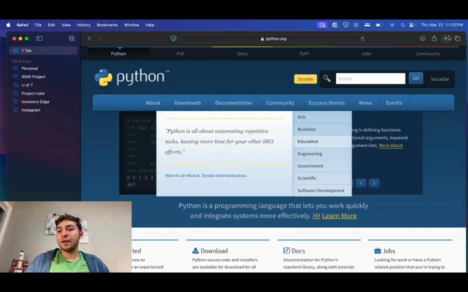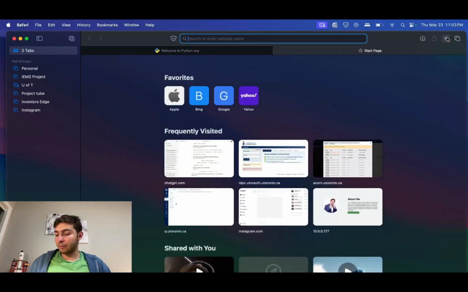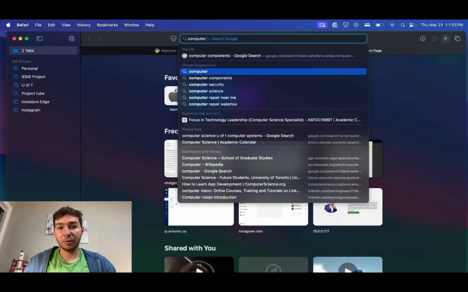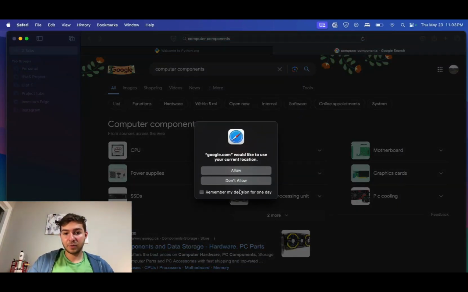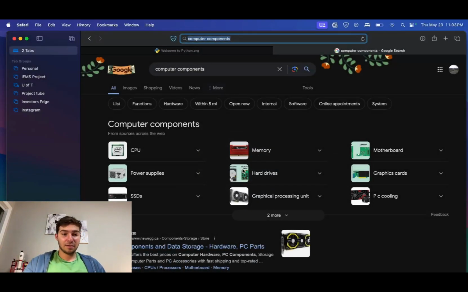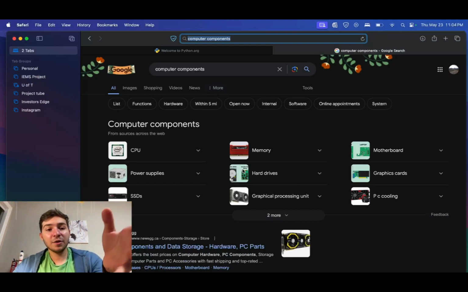Here the idea is that we're going to look at the components and learn what they are. So I'm going to search computer components, and it's going to bring me some elements here. I'm not going to go through all of them because knowing all of them is unnecessary, but I'm going to go through the main three that we will need in our course. So the first one is a CPU.